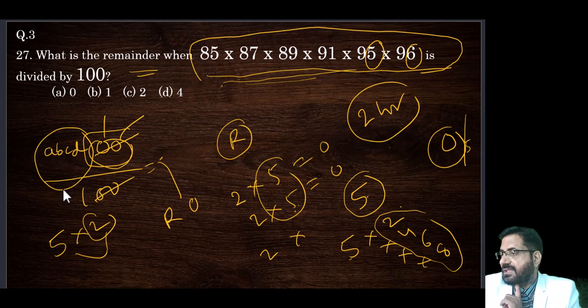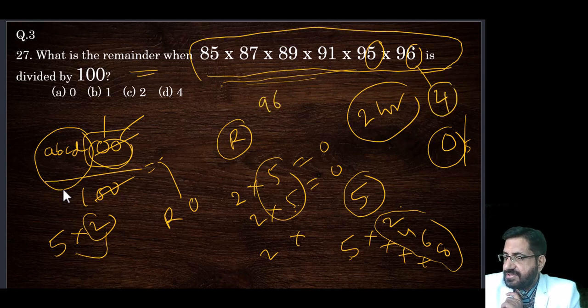So I can get here. 96 is what? 24 into 4. So I am getting 4 there. See, 96 is 24 into 4. So this 4 I am getting in this 96. So this 4, it is actually 2 into 2.